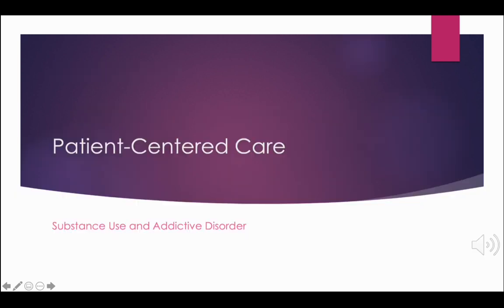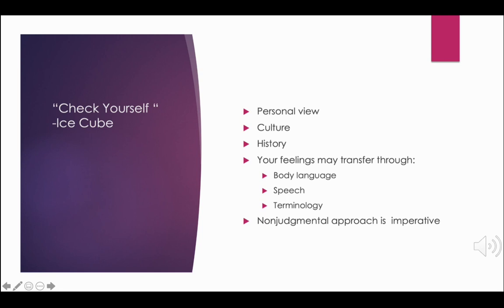Now we're going to talk about patient-centered care for individuals who have substance use and addictive disorders. The first thing we need to do in nursing care is to check yourself. What is your personal view and feelings regarding substance use and addictive disorders? What does your culture feel about it? What is your own personal history, your family history? You will transfer your feelings onto your patient through body language, speech, and the terminology you use. To be a good psychiatric nurse and work effectively with individuals with any mental health or physical health issues, having a non-judgmental approach is imperative. Otherwise, you will not be able to effectively do your job. So the first thing you need to do is check yourself.